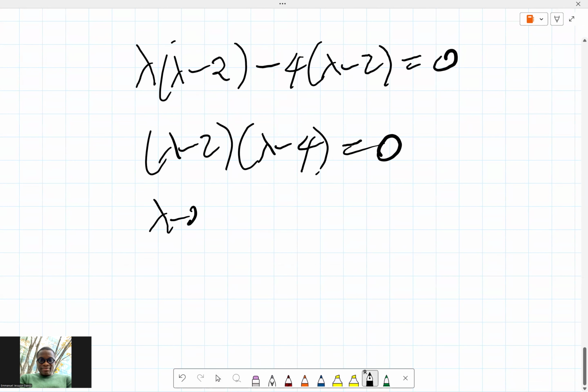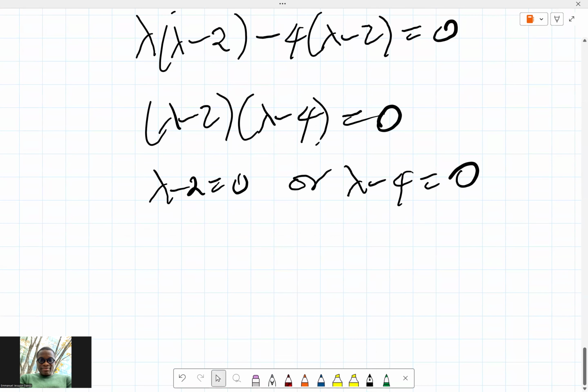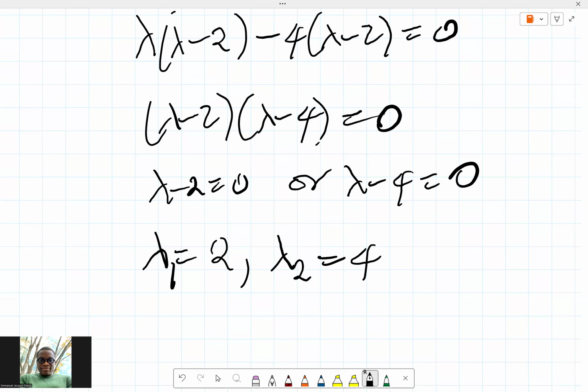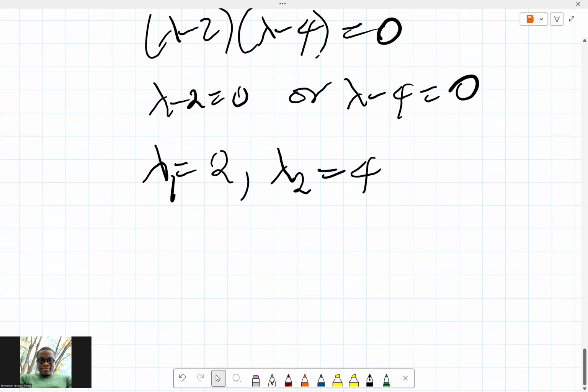So we have lambda minus 2 equals 0 or lambda minus 4 equals 0. So that means that we have lambda 1 is 2 while lambda 2 is equal to 4, or any other. I don't think it matters. So from there, we can go ahead and compute the natural frequencies.